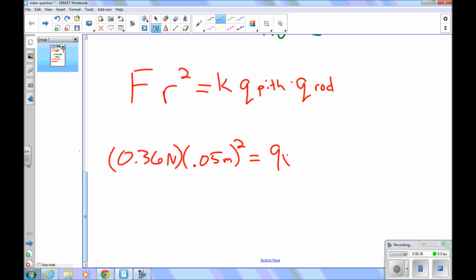That constant is 9 times 10 to the 9. The unit is newtons times meters squared over coulomb squared. As we'll see in just a minute, that's the unit that we need to make Coulomb's law work out when I'm using coulombs as my unit of charge, meters as my unit of distance, newtons as my unit of force. So that times the charge of the pith ball times the charge on the rod.